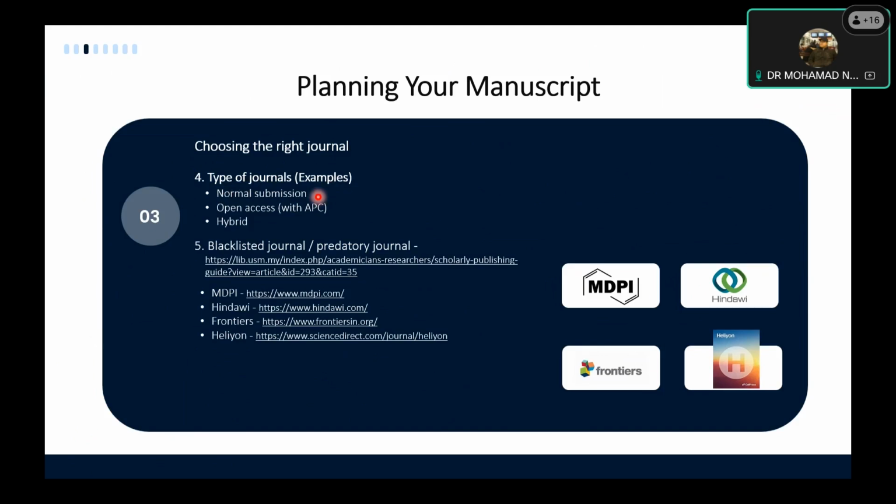The second one is open access with APC. It means we have to pay for the paper, for example RSC. We have to pay. This is not really good for financial sustainability, but sometimes I have to do that because it's for student graduation.